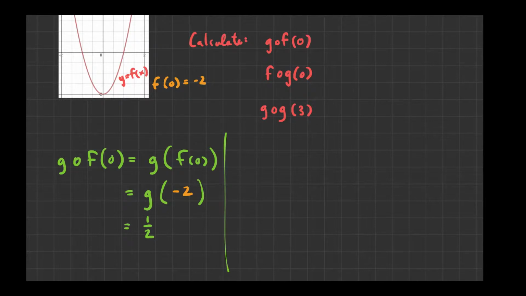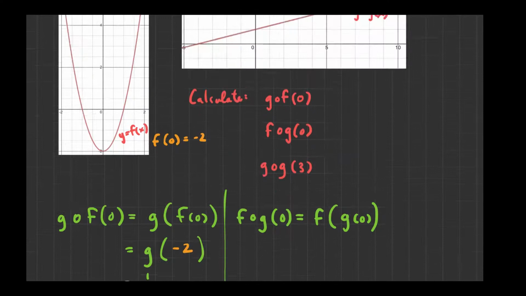Okay, so let's try the next one. This is going to be almost the same, except we're switching it around. Remember that this is a non-commutative action, so we can expect to get a different number. Now, there may be some situations where we get the same number by chance, but in general, we can expect a different number. So here we're looking for F composed with G at 0, and that's going to be F of G of 0. So let's find out what's happening at 0 on the graph of G.